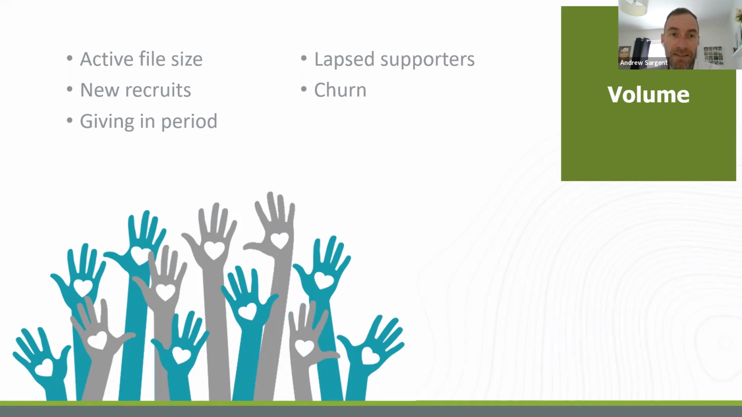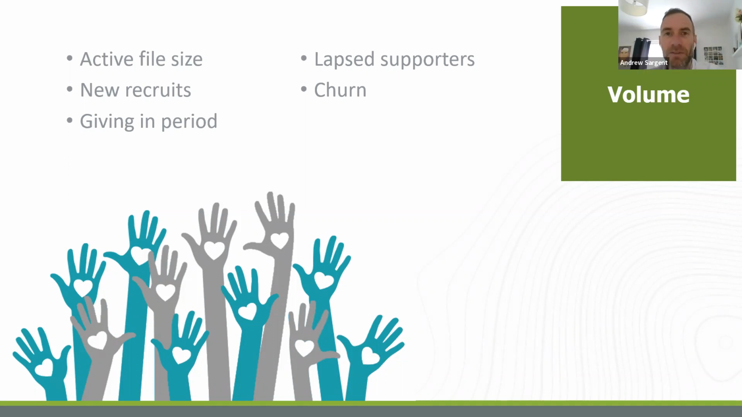The first one there on that list is active file size. I think that's a really great one. It gives you a good sense of how many supporters you have at any one time. The big challenge with it, though, is often around definitions. So what do we mean by active? Regular givers, that can be easy, they're active or they're not.